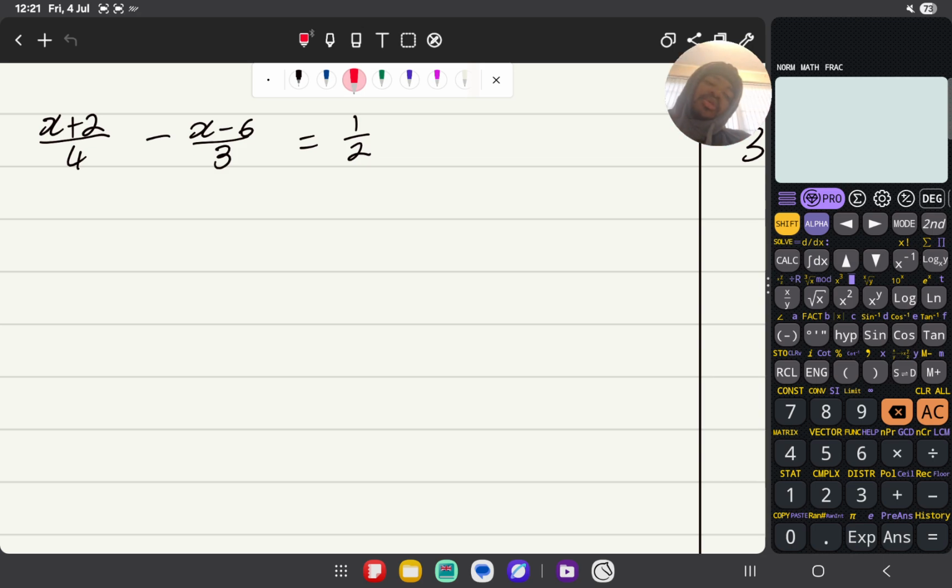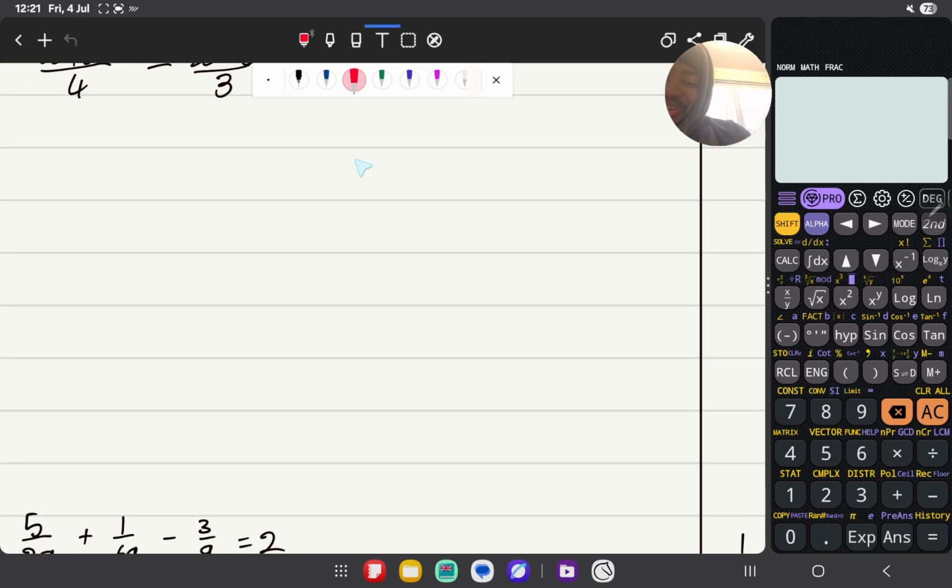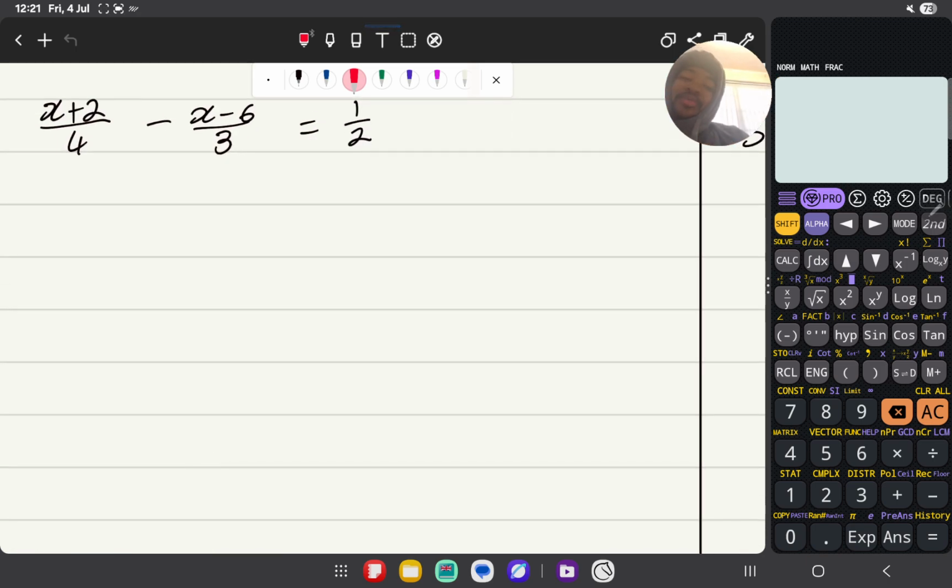Now, I also want to say this. I will do it in 2 different ways. One way, we are going to make sure we have the same denominator. So if you want to get the same denominator when you have multiple fractions and your denominators are all numbers, you look for the lowest common multiple, right?